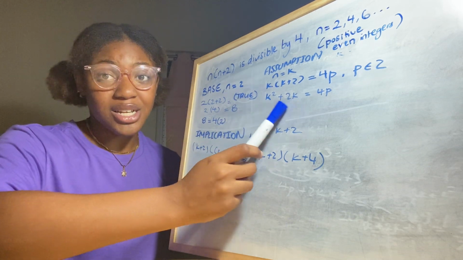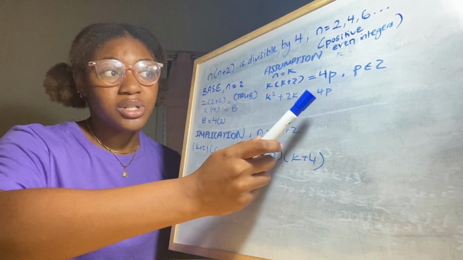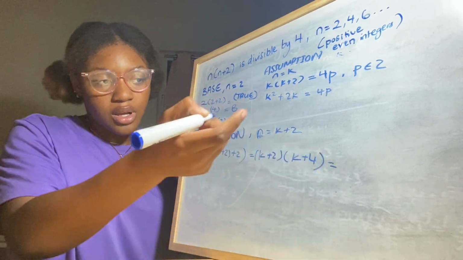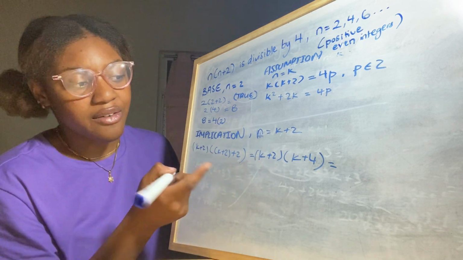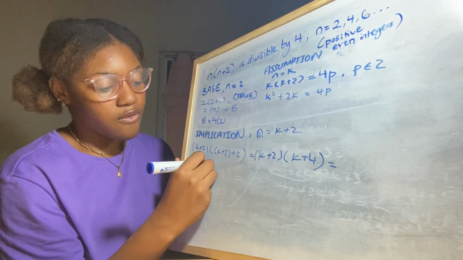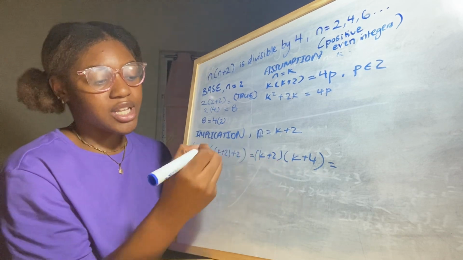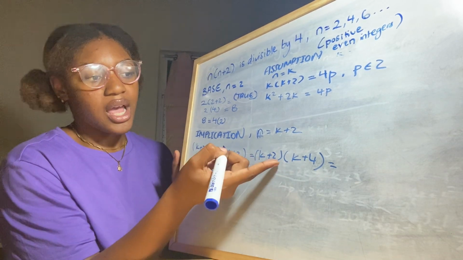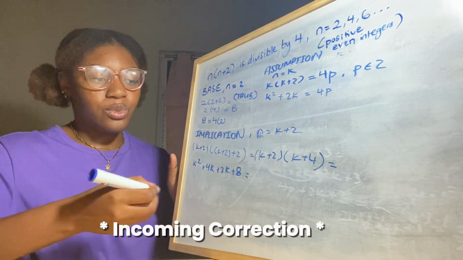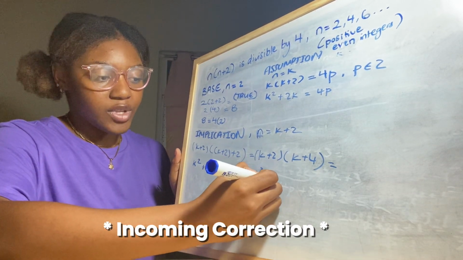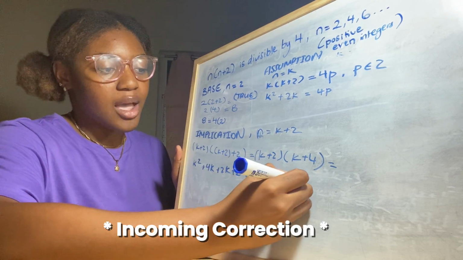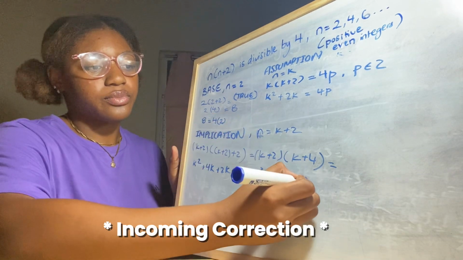Once we see this form right here, we can substitute and put 4p. So that's what we're doing. We're going to expand this. We'll have k times k, that would be k squared. K times 4, 4k. 2 times k would give us 2k, and 2 times 4 would give us 8. We'll simplify this expression, and we're going to get k squared, then 4k plus 2k would give us 6k, and that would be plus 8.